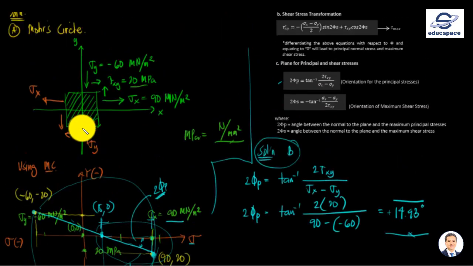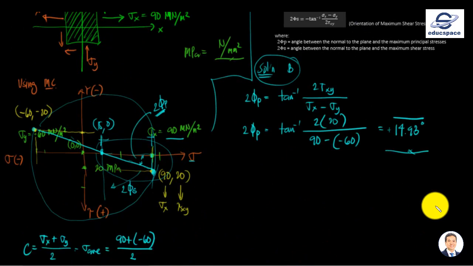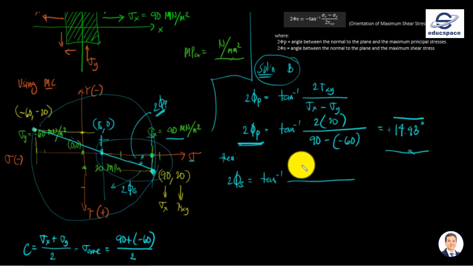Alright, so ito yung isang sagot dyan. So meron tayong 14.93 as an answer doon sa ating angle for the principal stress. Then, to solve for 2 theta S, that is the shear stress. Okay, binaliktad lang. That is the stress element on the x-axis minus stress element on the y-axis over 2 multiplied by the shear stress.